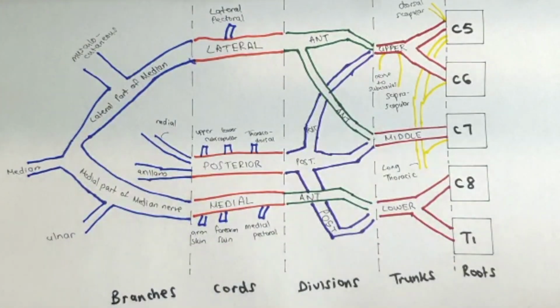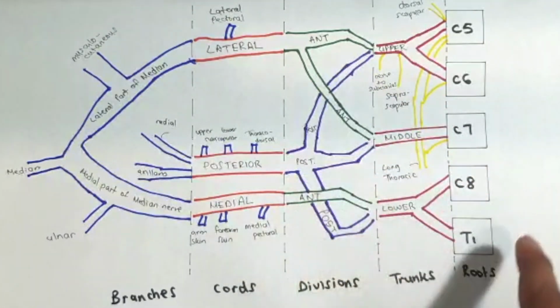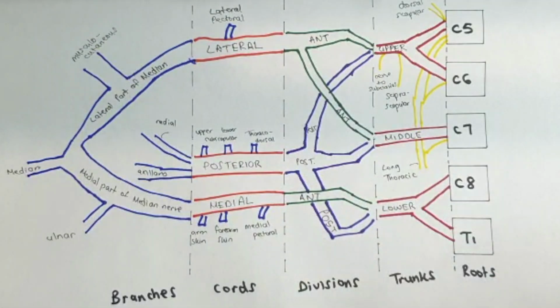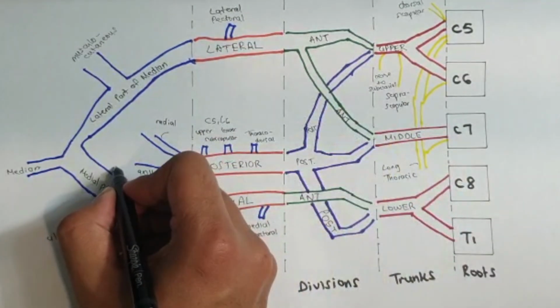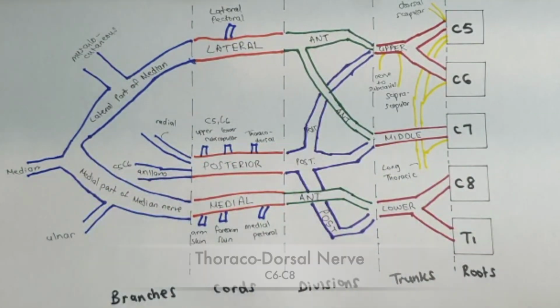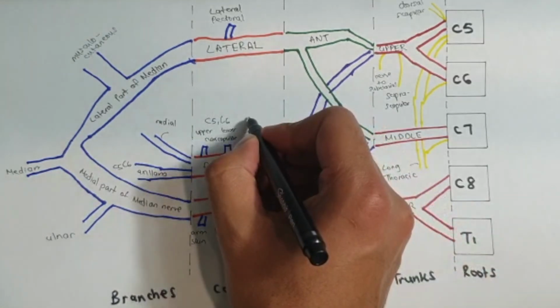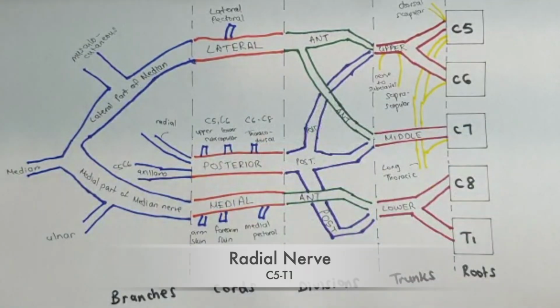Now, the posterior cord is special because it receives its innervation from all the trunks, hence all the roots. But each of these have different areas of the roots that supply them. So the upper subscapular nerve, the lower subscapular nerve, and the axillary nerve are all supplied by C5 and C6. The thoraco-dorsal nerve is supplied by C6, C7, and C8. And finally, we have the radial nerve that is supplied by C5 all the way through T1.